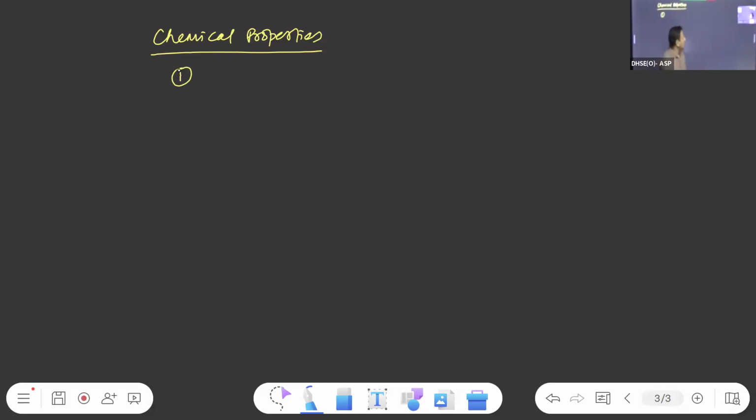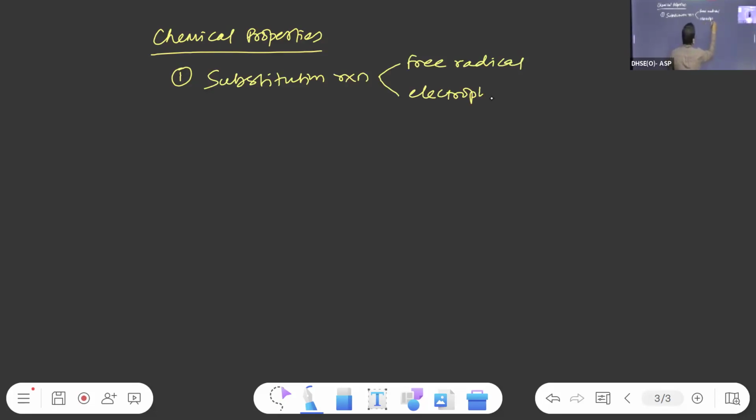So here, first is substitution reaction. It is of 2 types. One is free radical, another is electrophilic. The major one is the free radical substitution reaction.